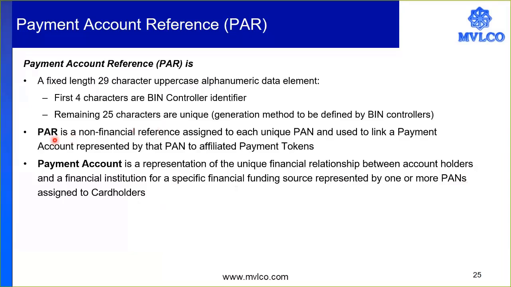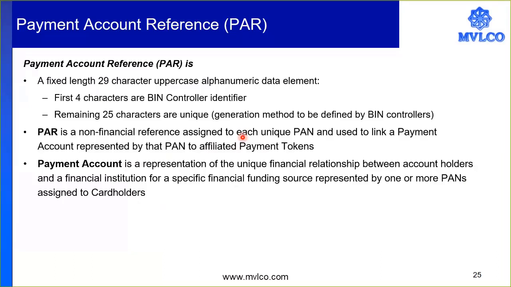Then this PAR, or primary account reference, is nothing but the number which represents this link between the PAN and the payment account. That's the first part of it. For every PAN, I am going to have one unique PAR. But then, as we discussed in our initial phases, for a single PAN, I can have multiple tokens based on the domain restrictions that I have.